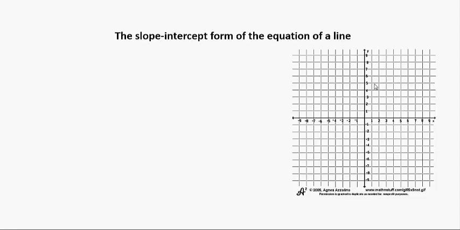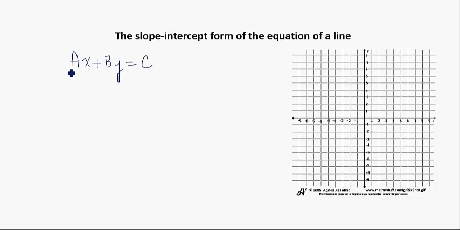This video is a continuation of the content from section 7.2. I want to start talking about the slope-intercept form of the equation of a line. To begin with, we've been talking about linear equations with the general form of ax plus by equals c.